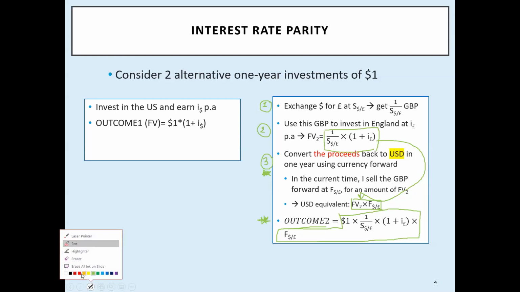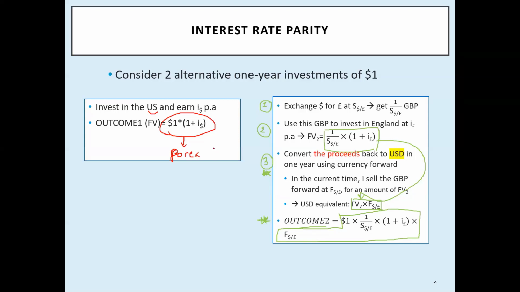If we compare these two investments, this investment is a domestic investment, so we just invested in the US. This investment has no foreign exchange rate risk because this is our home currency. This investment has zero credit risk because we are investing in the risk-free rate. So i_US here is the risk-free rate in the US, so credit risk is zero. The time horizon is 1 year.